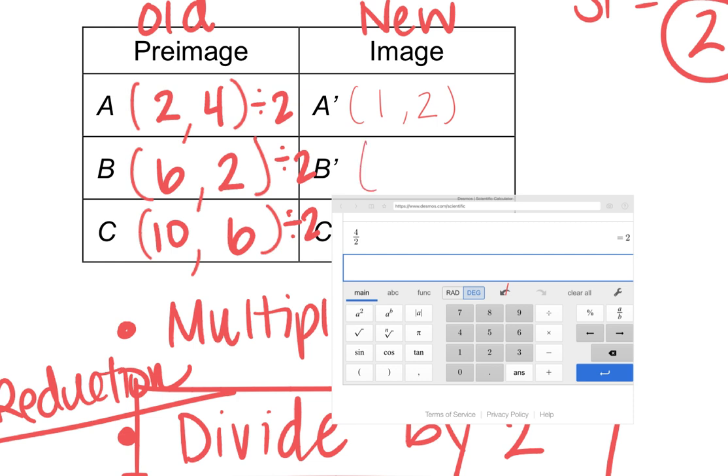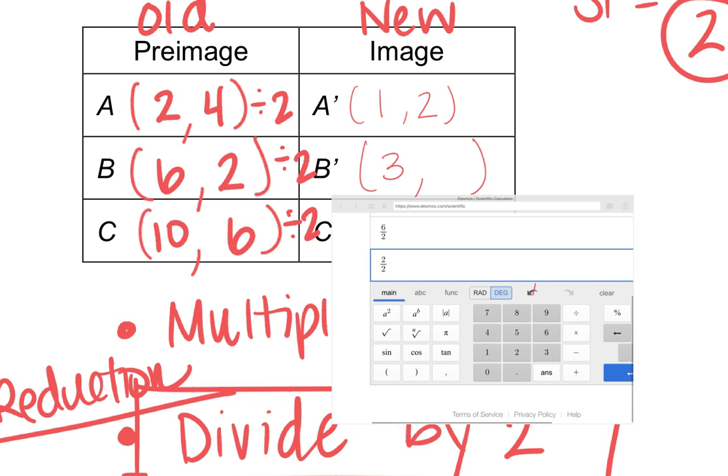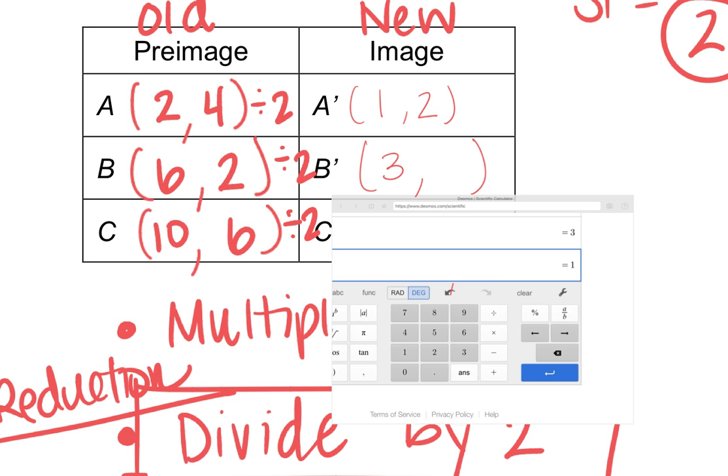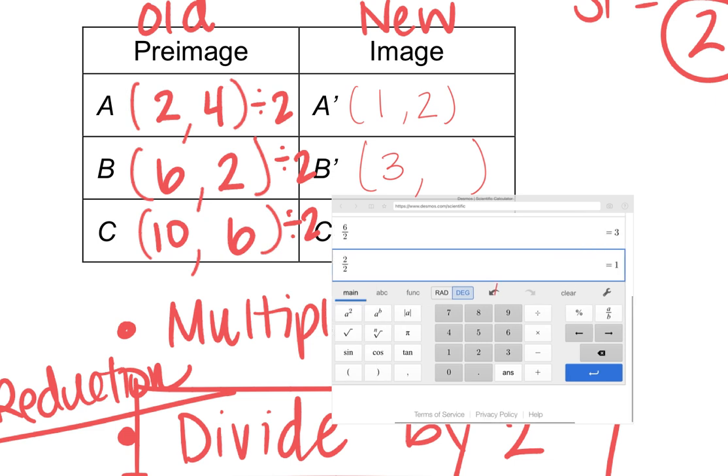I need to get b prime. So I'll do 6 divide by 2. 6 divide 2, and I get 3. All right, let's keep going. I'm going to do 2 divide 2 and see what I get. And I get 1. Okay, so 3 comma 1 is my b prime.